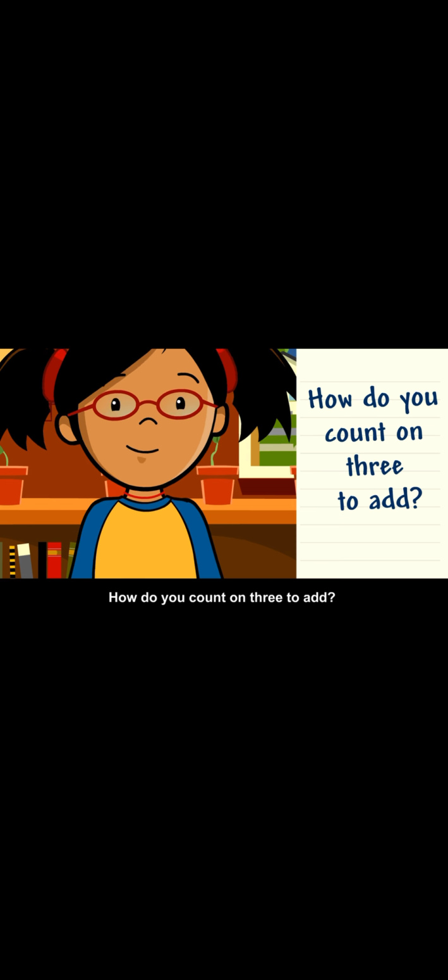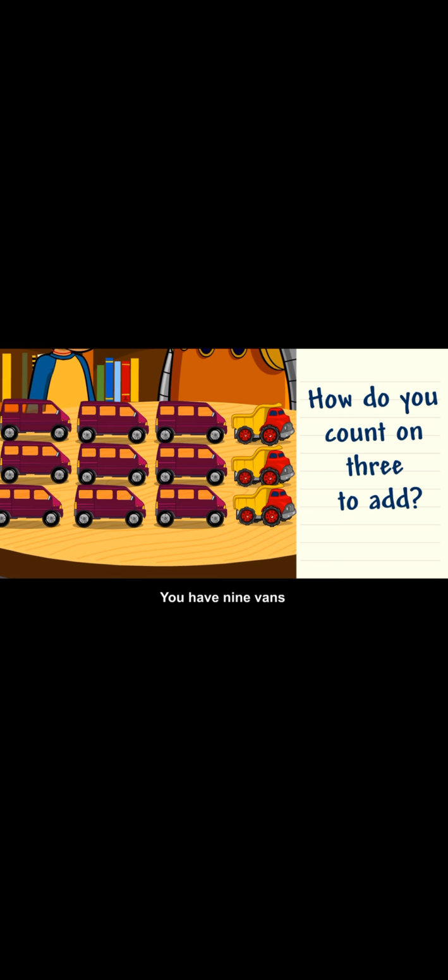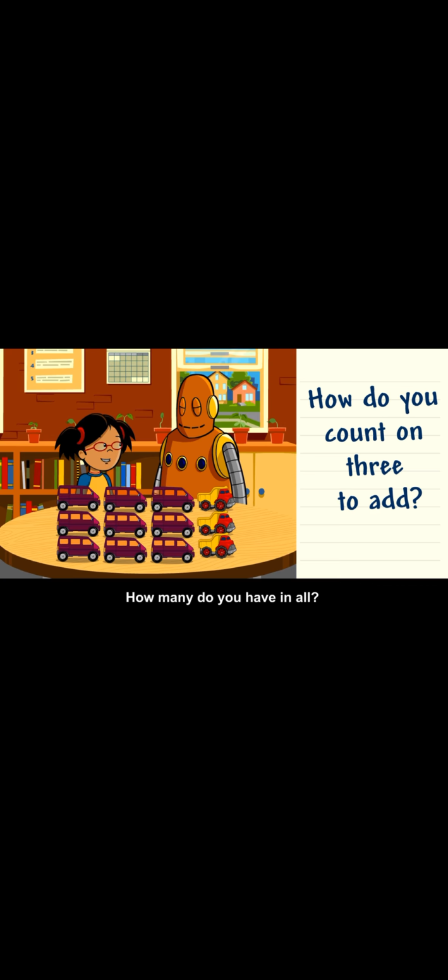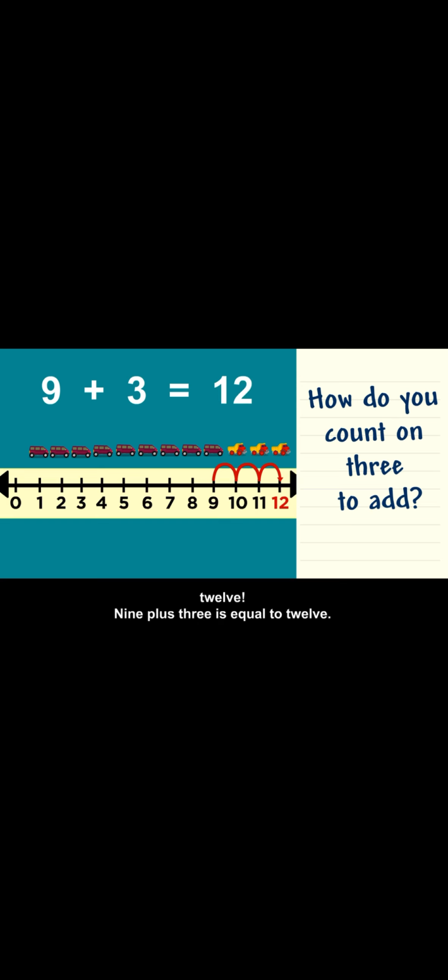How do you count on 3 to add? You have 9 vans and 3 dump trucks. How many do you have in all? Start with 9 and count on 3 to get to 12. 9 plus 3 is equal to 12.